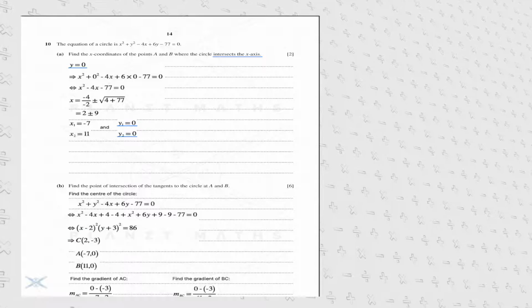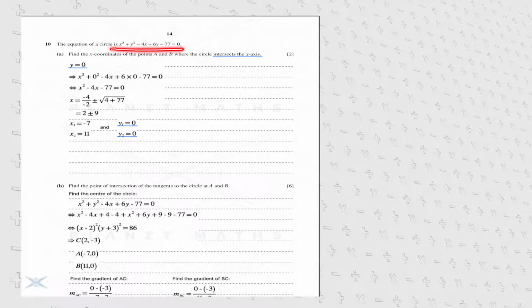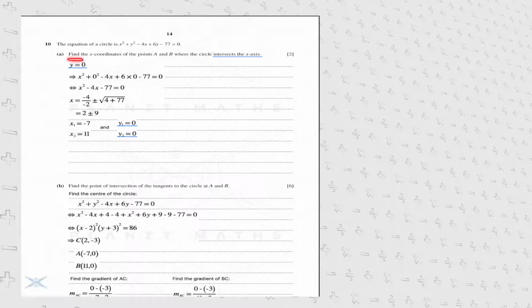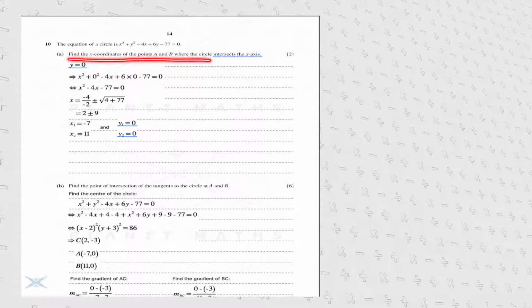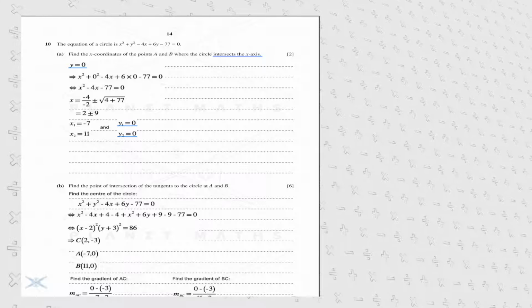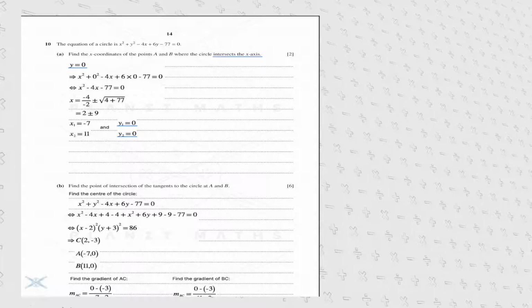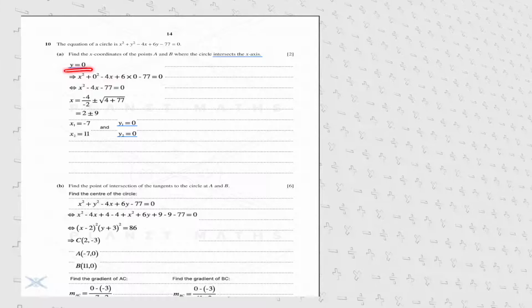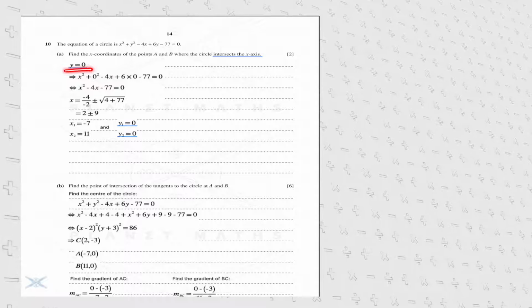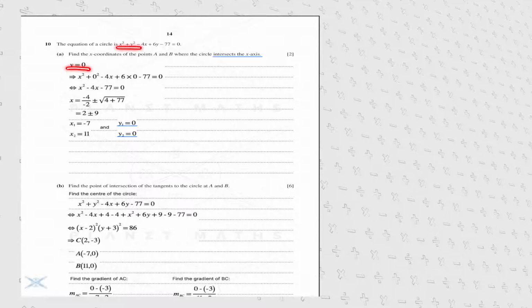This brings us to exercise 10 of this exam paper, where we are provided with the equation of a circle as follows, and in part A we are supposed to find the x-coordinates of the points A and B where the circle intersects the x-axis. To execute that, we need to keep in mind that the x-axis is represented by the line y equals 0. So in order to find the intersection of the circle with the x-axis, we simply equate this line graph with the equation of the circle.